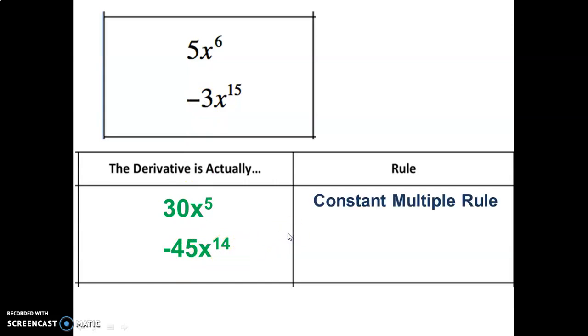Great, this rule has a name as well, it's called the constant multiple rule. So when you have a constant in front of the function, when you take the derivative, you have the derivative, but you just multiply by a constant. So it'd be the same derivative, but you multiply by the number you have in front.